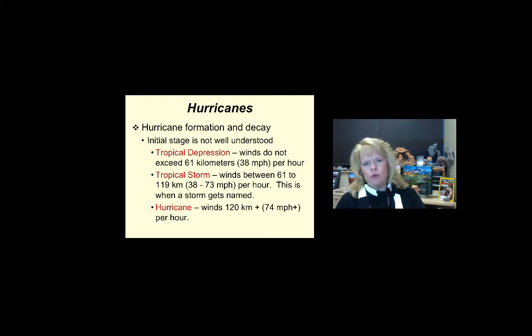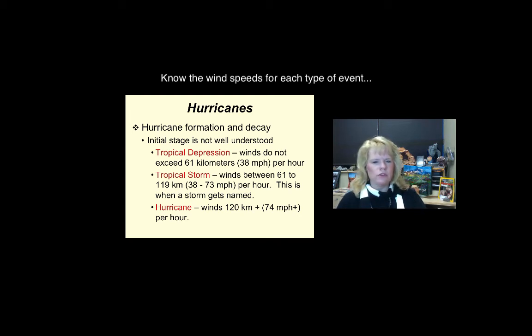If you get a tropical depression, winds do not exceed 38 miles per hour. So they reach up to 37 miles an hour. If you get a tropical storm, by the way, a tropical storm is when a storm gets named. A depression only has a number associated with it. These go from 38 to 73 miles per hour.